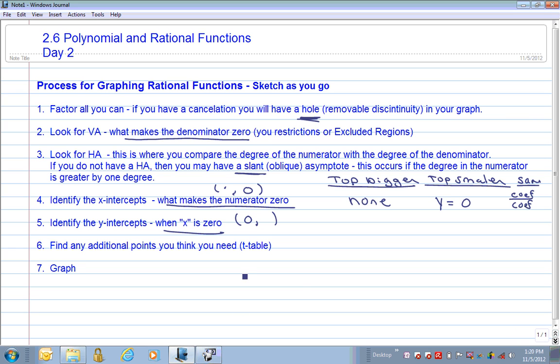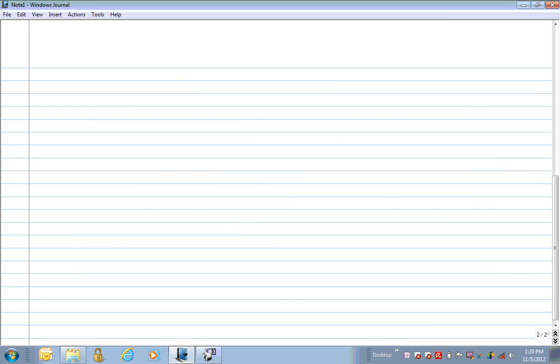We're going to find any additional points we might need on a t-table. We'll talk a little bit about that, and then we're going to graph. All right, let's go ahead and get started on these 2 examples. The first example will be from your assignment, which should be done tonight or Tuesday night. So you have a couple of nights to work on this as well. And we are on page 194 to 195, and this happens to be problem 59.